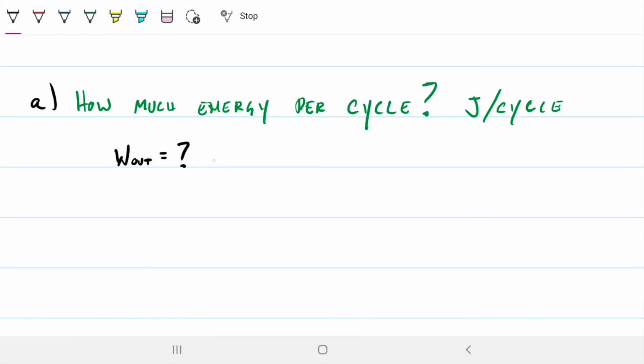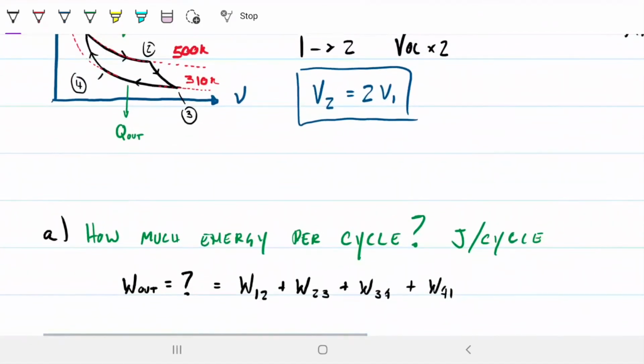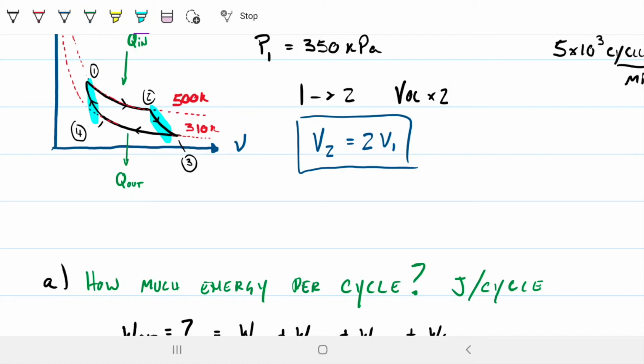And of course, if I'm going around the cycle, that's just a sum of all the works around the cycle. So it's the work from 1 to 2, plus the work from 2 to 3, plus the work from 3 to 4, and the work from 4 to 1. If you're already used to Carnot cycles, you know that there are a lot of symmetries that happen, and this is not going to be any different. And the first symmetry we can look at are the symmetries between the adiabatic processes, because remember that these guys are not only isentropic, but they're also adiabatic, right?